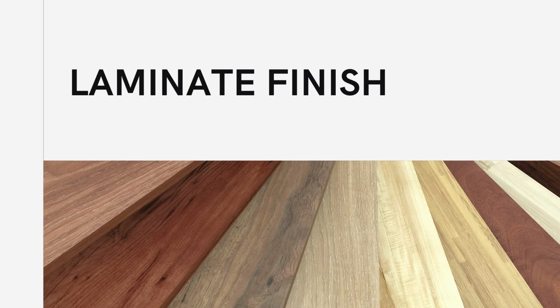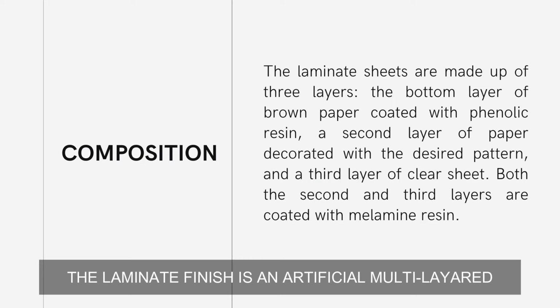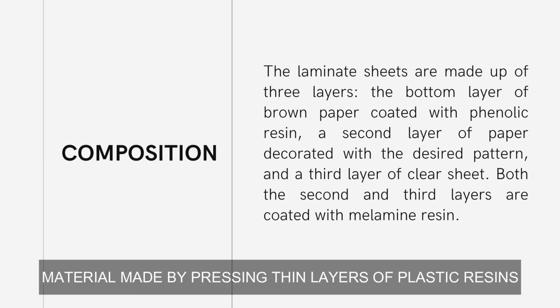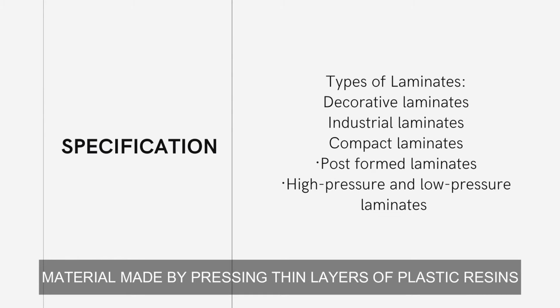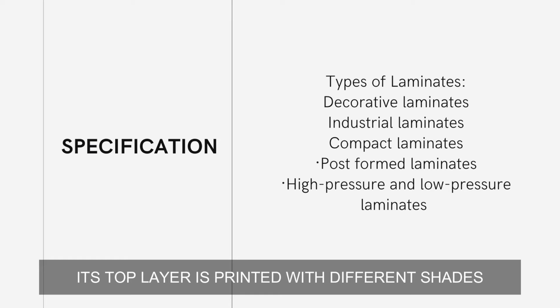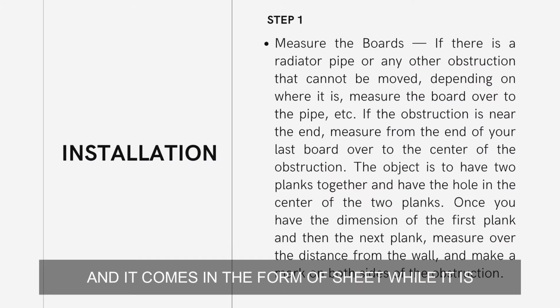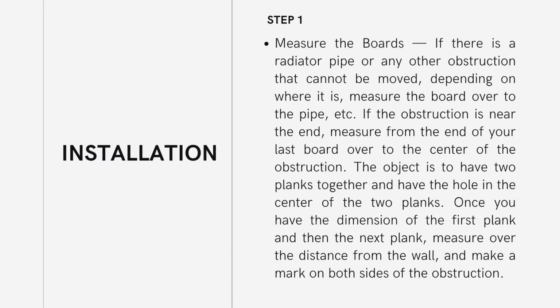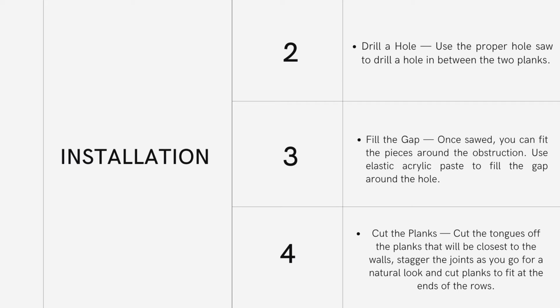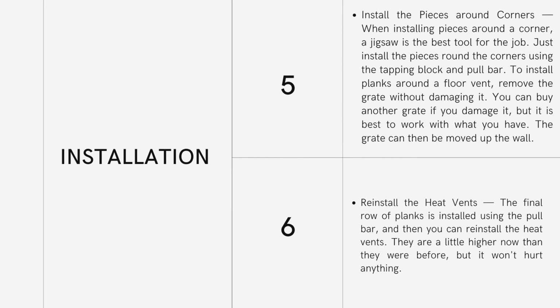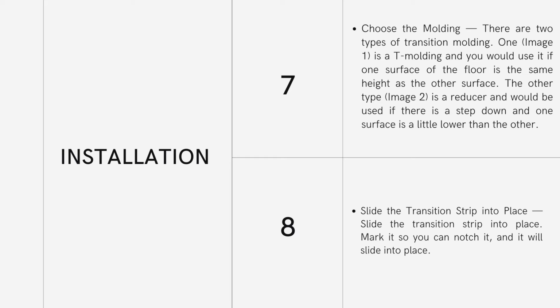Next, laminate finish. The laminate finish is an artificial multi-layered material made by pressing thin layers of plastic resins and flat papers. Its top layer is printed with different shades and decorative patterns, and it comes in the form of sheets which are pasted with Fevicol on plywood. Generally used for cabinet finishes for kitchens, this finish is relatively cost-efficient because of its durability, its decorative ability to imitate rare wood finishes, and most importantly, this laminate doesn't need to be painted, varnished, primed, or scraped over time.